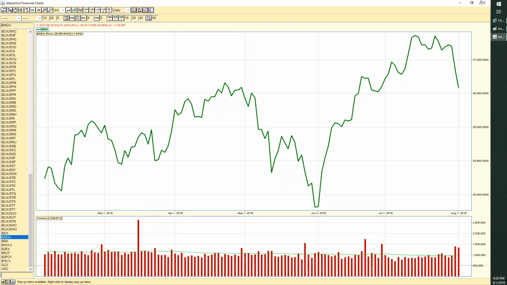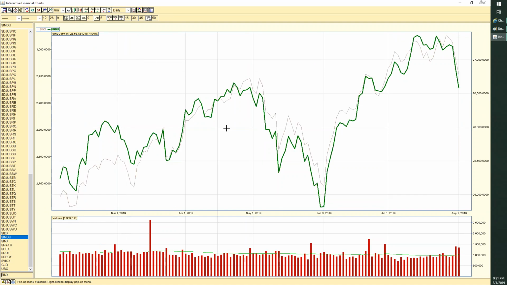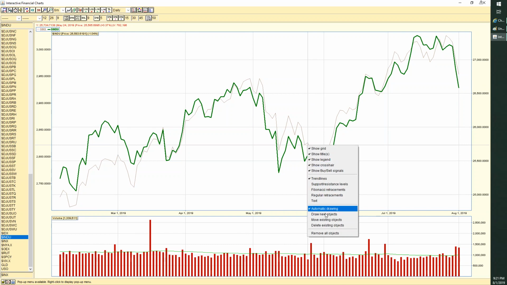So I might put in, and most charting packages allow you to do this, I'm going to go ahead and plot a secondary index like the S&P 500. And you'll notice, if you're looking for patterns, you'll want to make sure that you're using two different scales in your charting package so that you can overlay them just to see the price action, because they may not be at the same dollar figure.